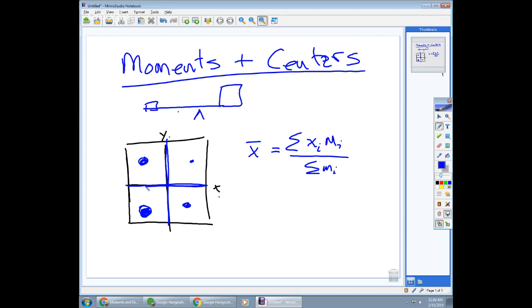Okay. And similarly, the average y value is just going to be the sum of each y times its mass. That's the weighted sum part, divided by the sum of all the masses. And we did a quick example of that last class.